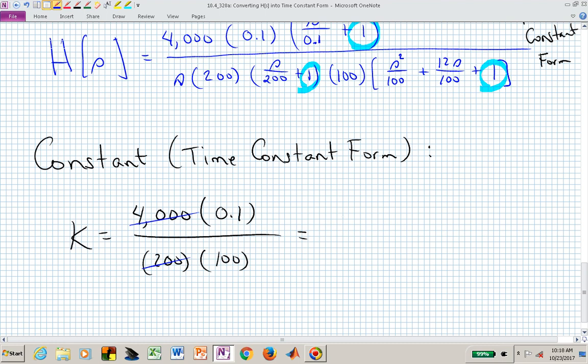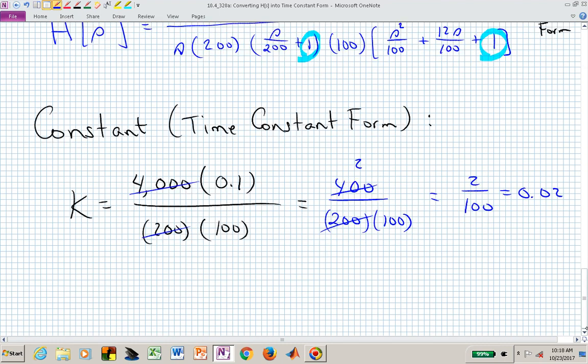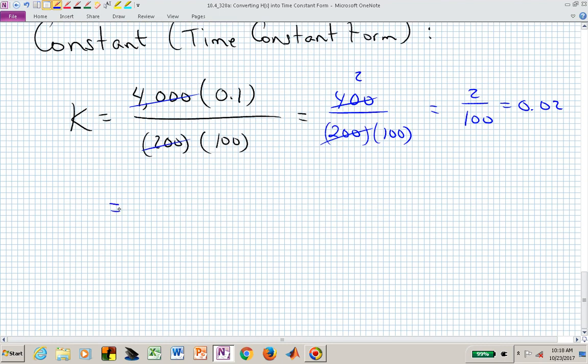Let me do the numerator first. So I take 10% of 4,000. I have 400. So now maybe that's a little easier to think about. I now have 2 over 100, or 0.02, or to maybe be easier when we start taking the log base 10, we can also write that K, the constant, as 2 times 10 to the minus 2. That's now our constant in our transfer function.